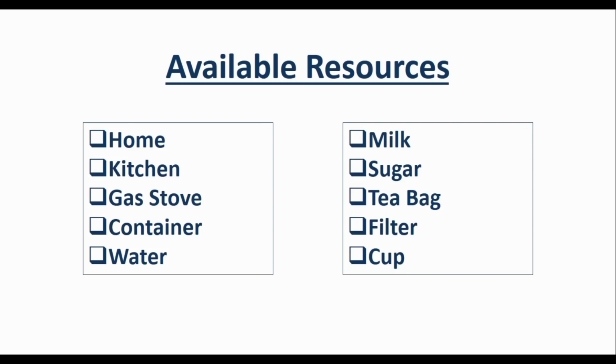So I have listed them down. Like first we need home, kitchen, gas stove, container, water, milk, sugar, tea bag, filter and cup. So these are the resources which we need to make a tea. So we are going to create a program how to make a tea by these available resources. After that, we have listed down the available resources.